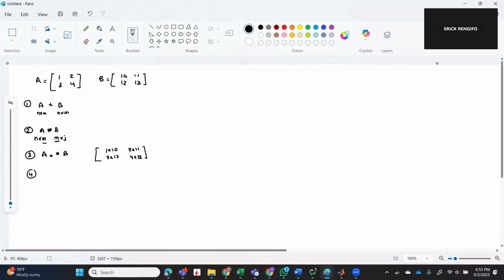You also have the element by element power that we use a lot. So what is the element by element power? Simply it is going to be 1 to the power 10, 2 to the power 11, 3 to the power 12, and 4 to the power 13.